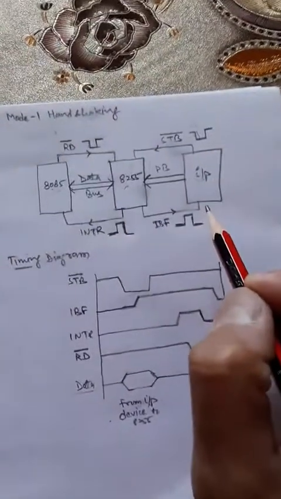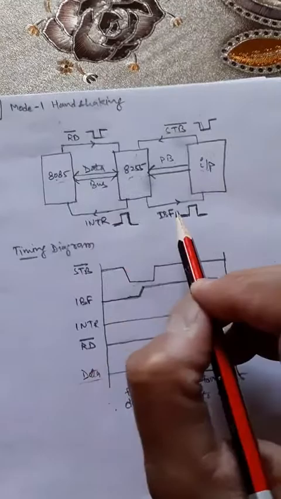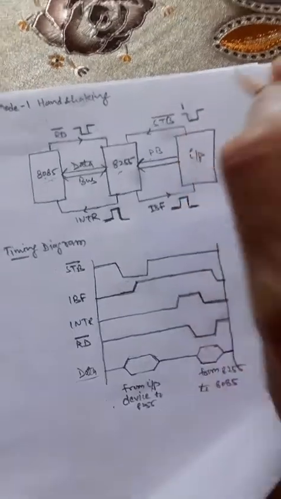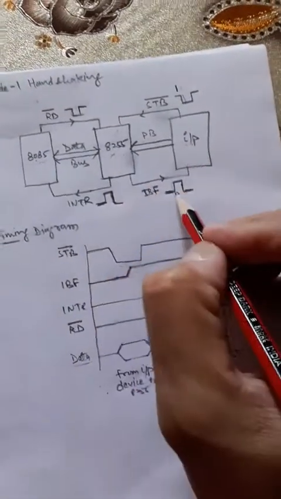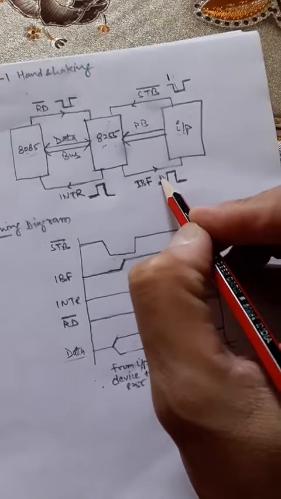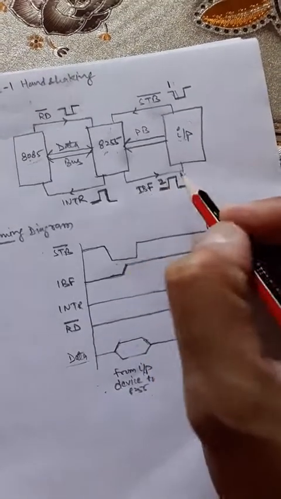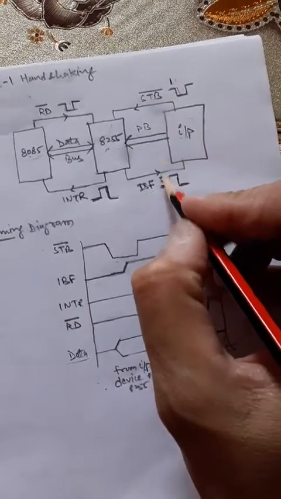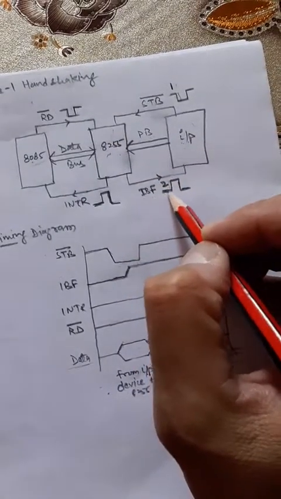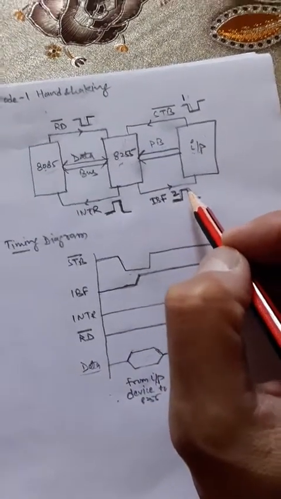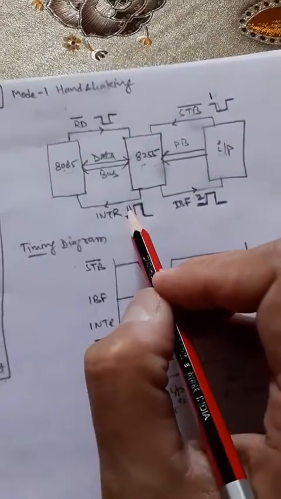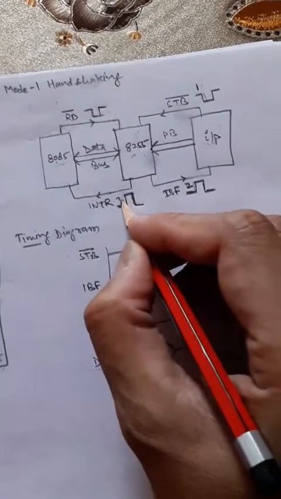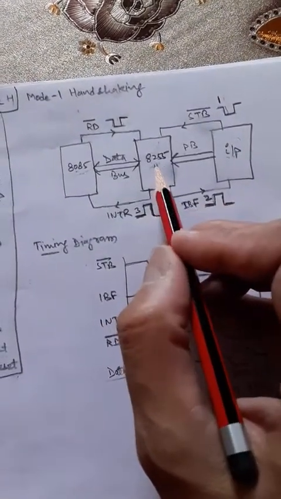So what is the sequence? If we see the sequence of this operation, first the input device will send the strobe signal. Then the 8255 will keep IBF high. So this is the second step: once the data is received by the 8255, it keeps IBF high. Now in the third step, the 8255 gives INTR high to the MPU, informing the MPU that I am having some data.